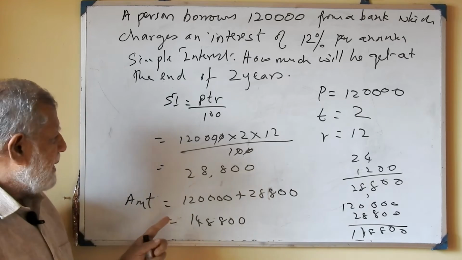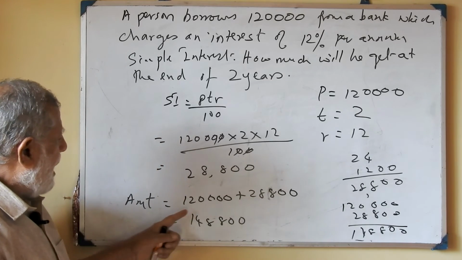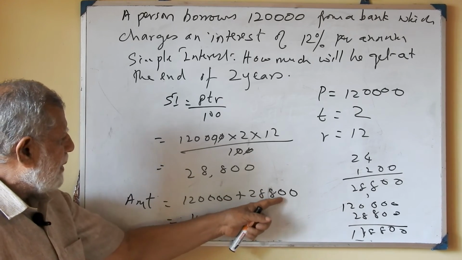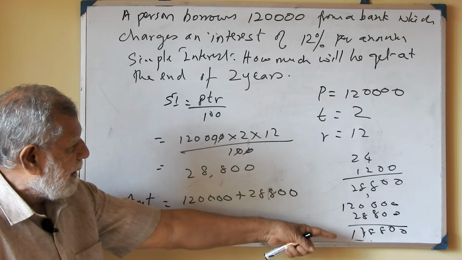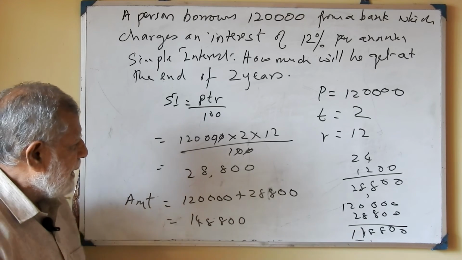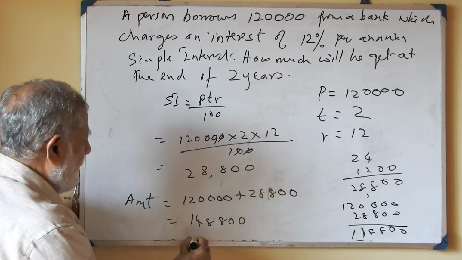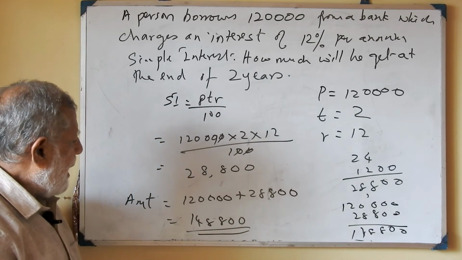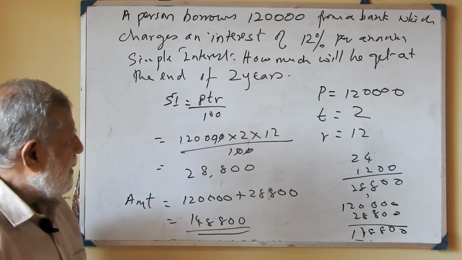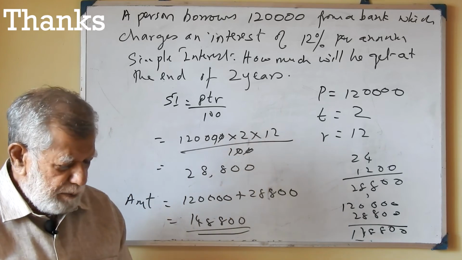So the amount he will be receiving at the end of 2 years will be 120,000 plus 28,800. Be careful, you can write down and add. So that will be equal to 148,800. So the amount that he will be receiving at the end of 2 years will be 148,800. So that is all for today, children, on simple interest.